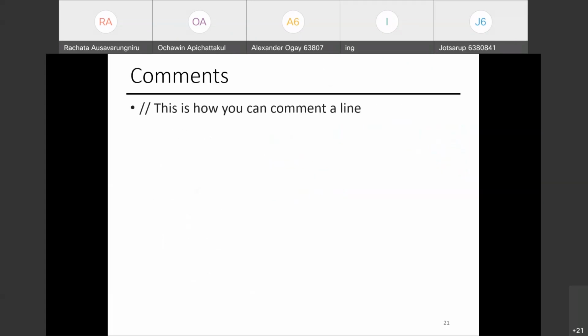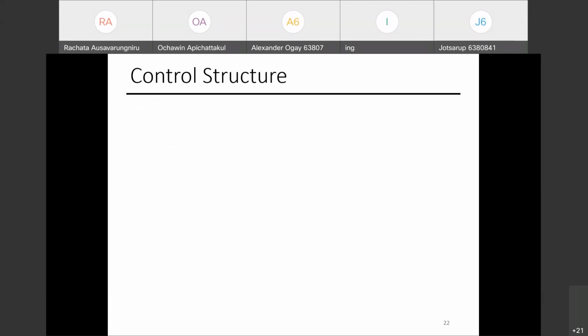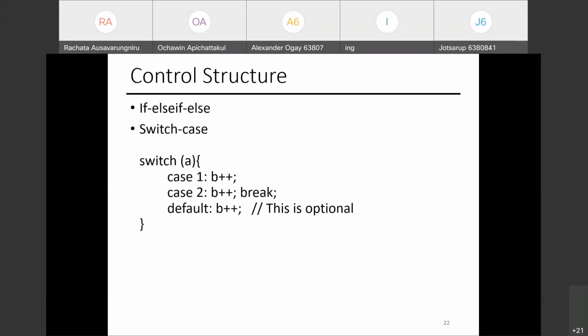You can also write comments using the double slash, right? Double slash would allow you to comment one line. A block comment can be done with slash star followed by whatever you want to comment and ending with star slash. You can also use if else, right? And switch case. So you can do if something, else if something, and then else something.